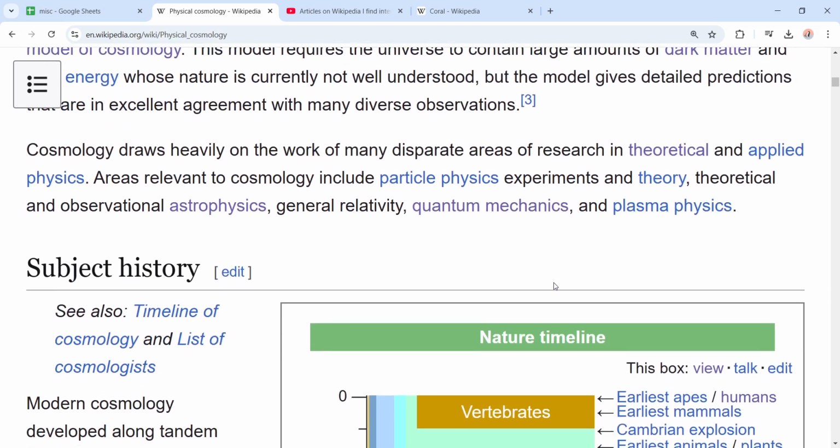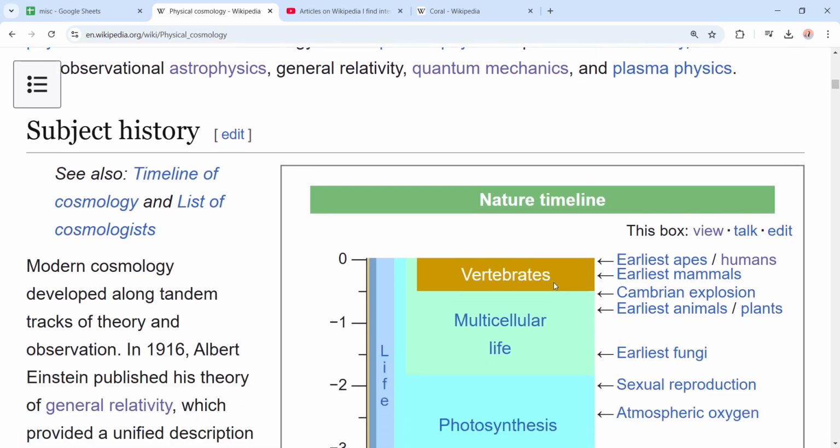Cosmology draws heavily on the work of many disparate areas of research in theoretical and applied physics. Areas relevant to cosmology include particle physics, experiments in theory, theoretical and observational astrophysics, general relativity, quantum mechanics, and plasma physics. Subject history. See also Timeline of cosmology and List of cosmologists.